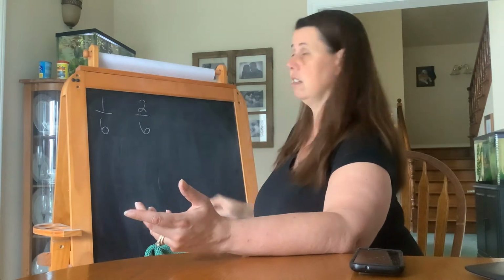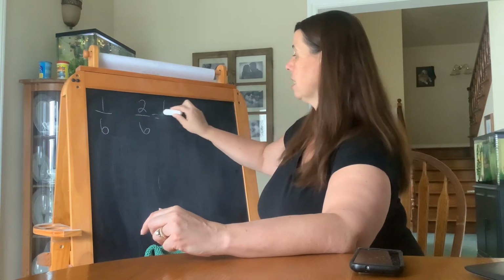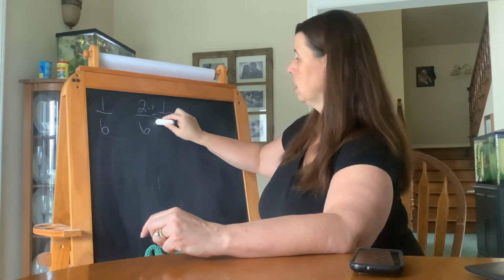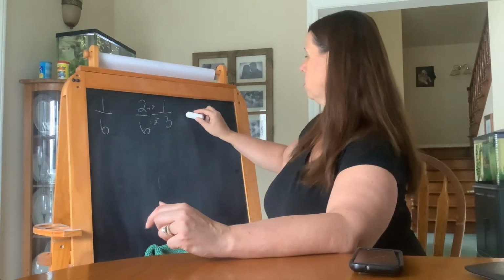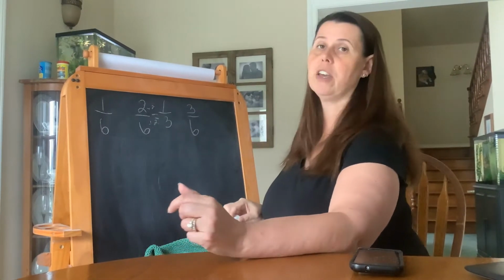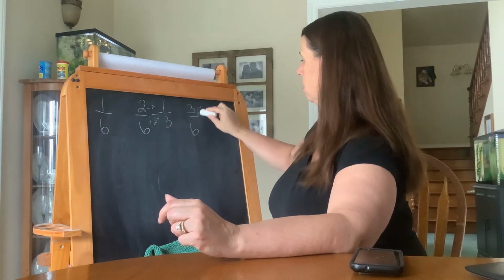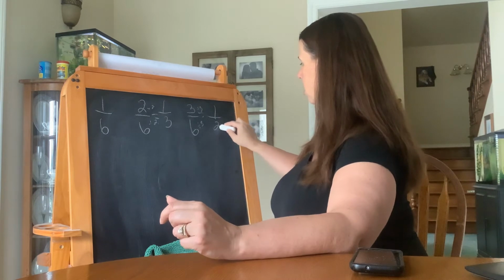2/6, okay, here we can simplify because 2 goes into 6. So 2/6 actually equals 1/3 because I divided them both by 2. Right? So we've got 1/6, 1/3, so I'm at 2/6, 3/6. I can simplify 3/6 because 3 goes into 6. So I'm going to divide by 3 on the top, divide by 3 on the bottom. 3 divided by 3 is 1, 6 divided by 3 is 2.